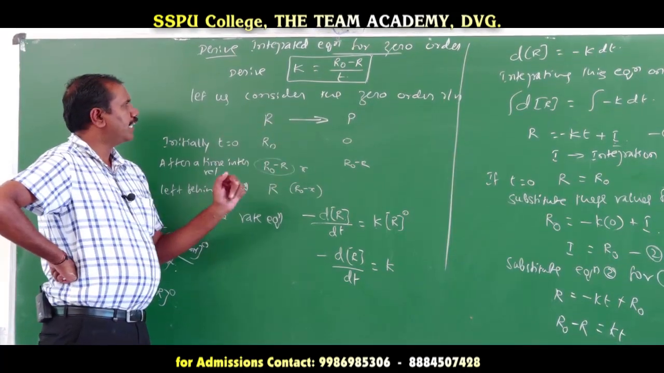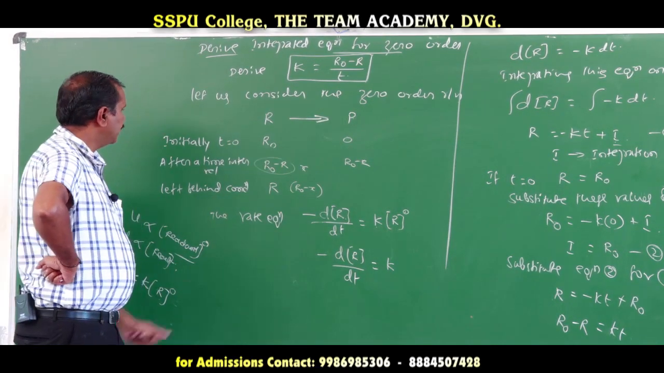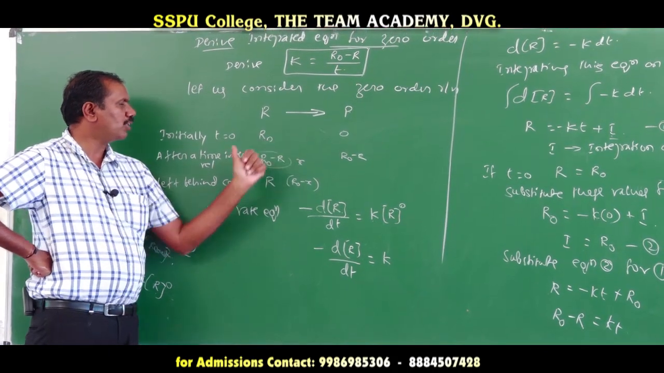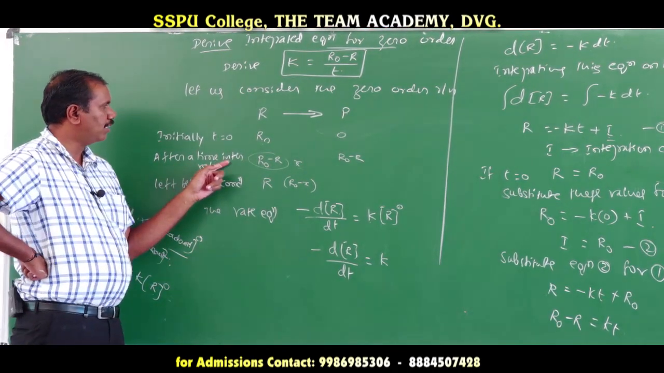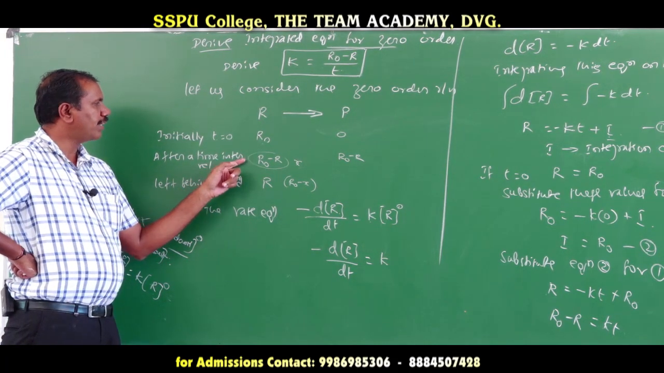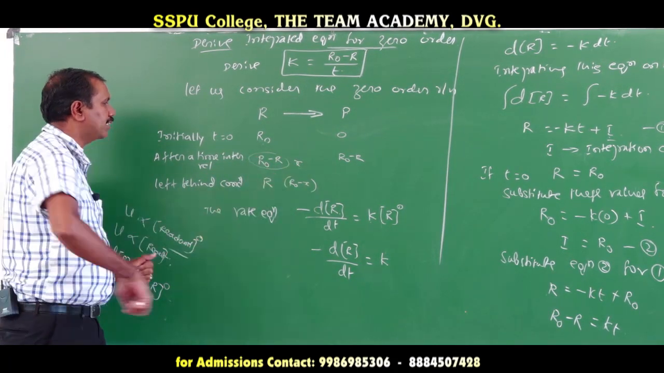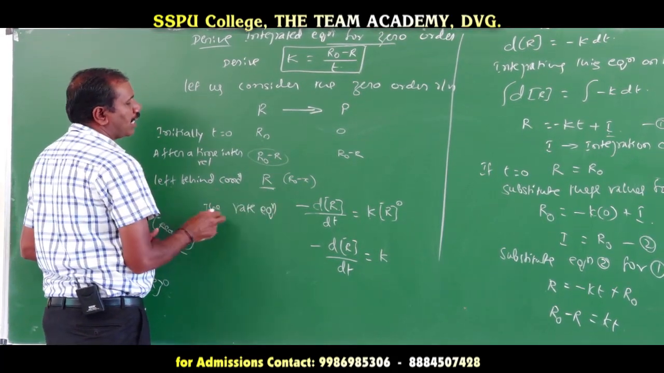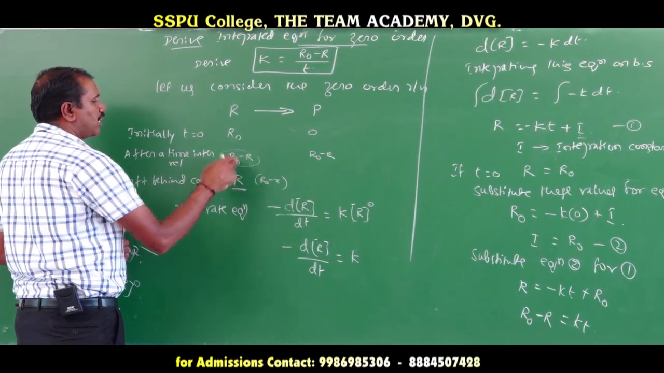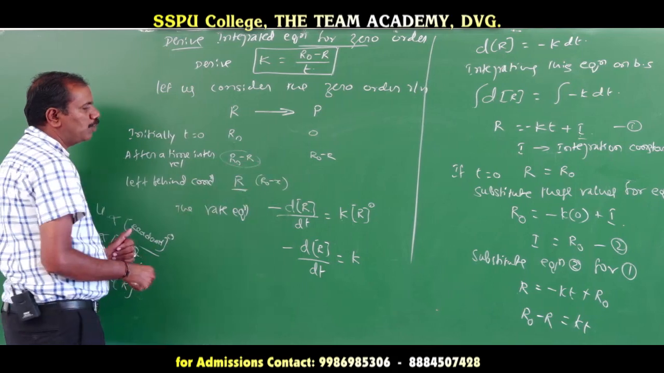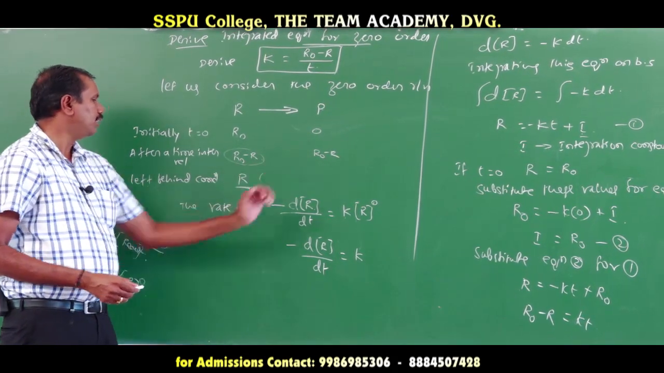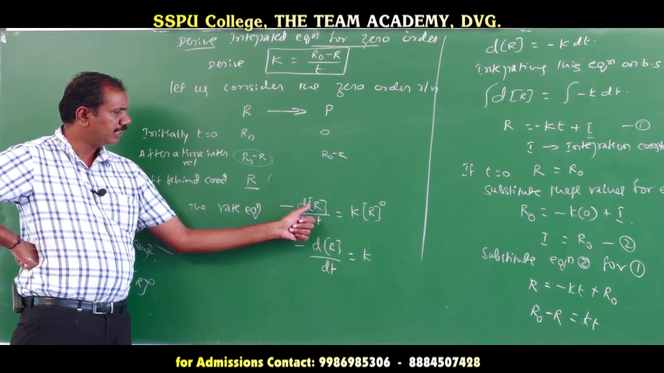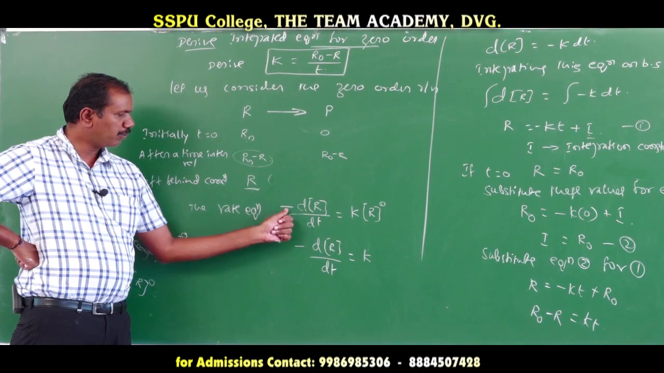Let us consider the zero order reaction where R gives P. Initial concentration means when t is 0, R becomes R naught. After a time interval, some X mole can react. X mole is nothing but R naught minus R. The left-hand concentration is R, and the reacted is R naught minus R, that is, X mole. Then the rate equation for zero order is: rate is nothing but velocity, velocity is nothing but dR by dt. So we have to write a negative sign.